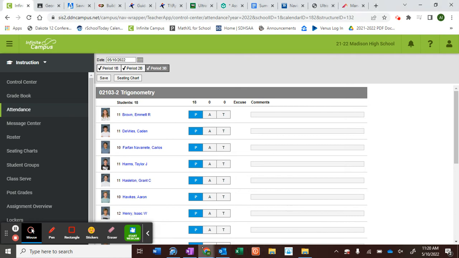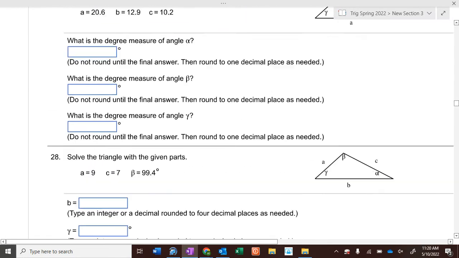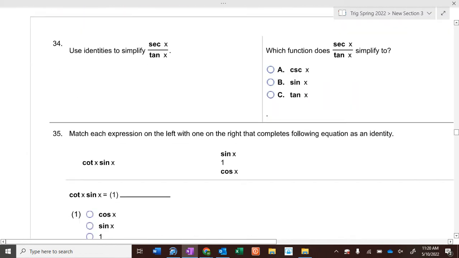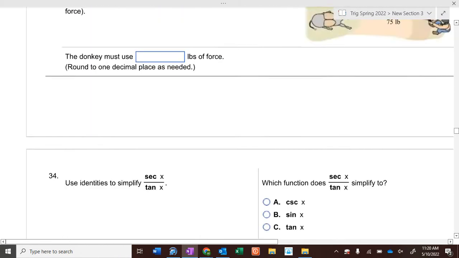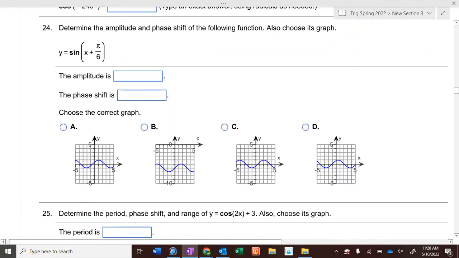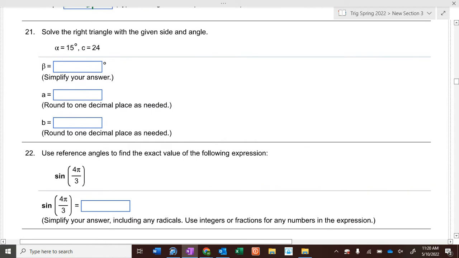Test. Some of you go-getters will take it more than once before the test. But, all right. So, we're on question 21 of 40. I did record the first half of the review. Here's the second half of the review, so both of them will be out there.